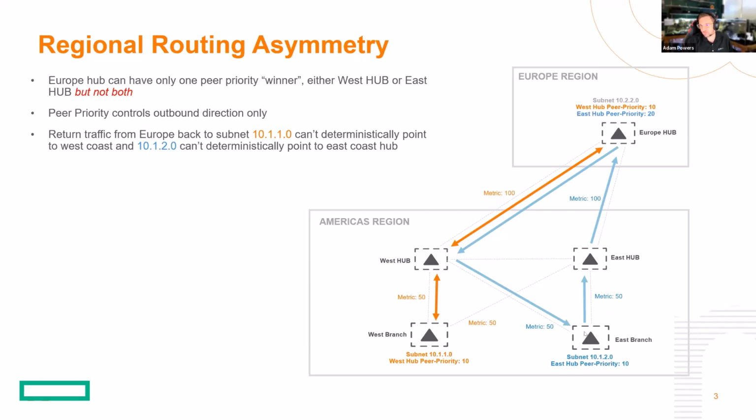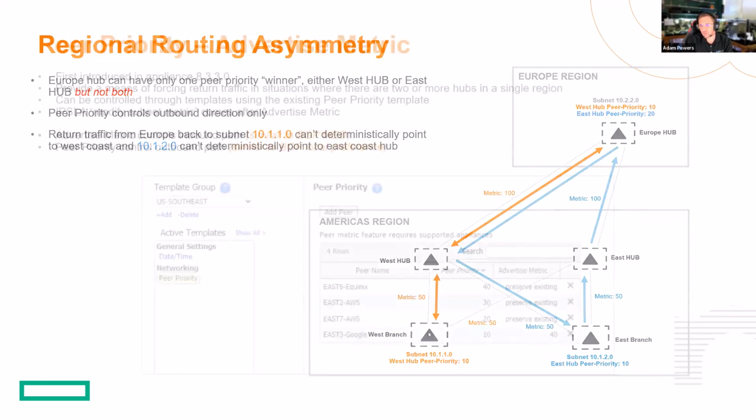But what happens if you're on the east branch? Well, the traffic, same thing. Our outbound goes to the east hub. We route to the Europe hub. Now the Europe hub does a lookup and says, west hub has the higher peer priority, and it will send the traffic back to the west hub. You need a way to instruct the Europe hub which way to go when you're trying to get back to either the east or west branch. And that is what this feature does.